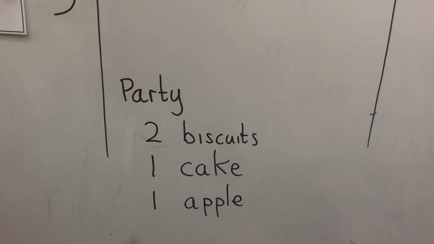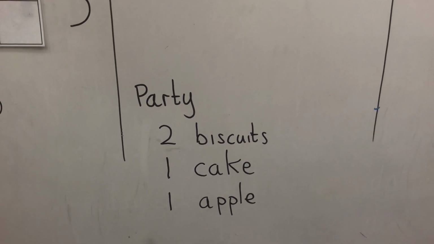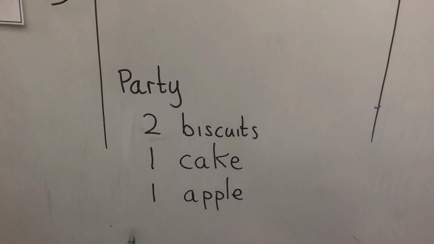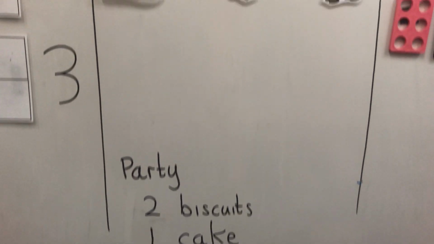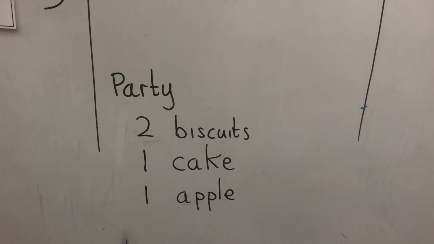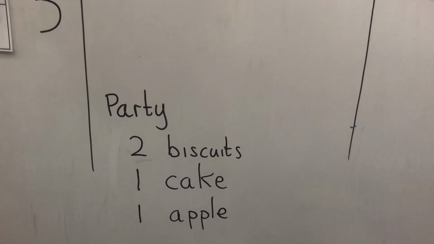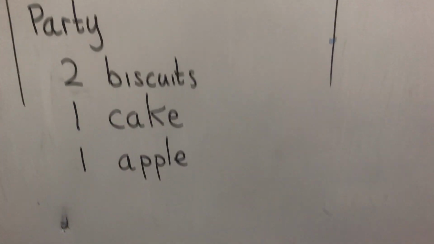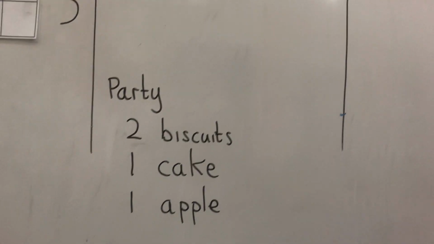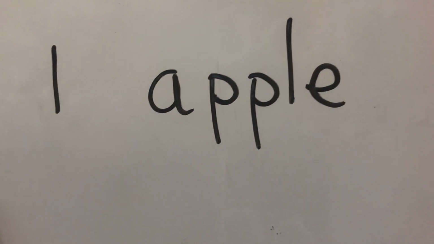We need to know how many things we need to share them out. How many biscuits do I need? How many cakes do I need? How many apples do I need? Okay, so 3 people, 1 apple each, 1 cake each, 2 biscuits each. Interesting. Let's see. Let's start with the apples.